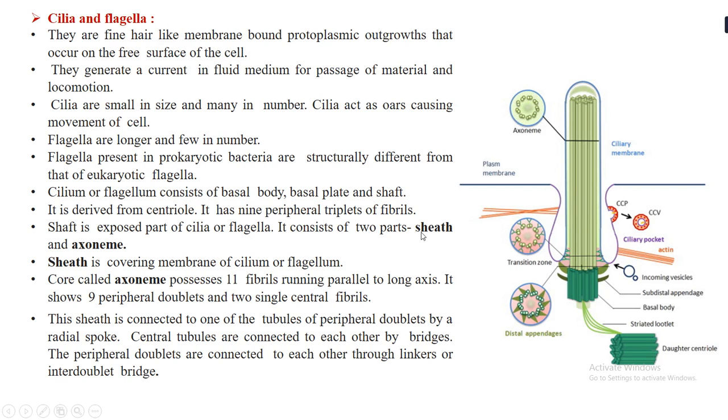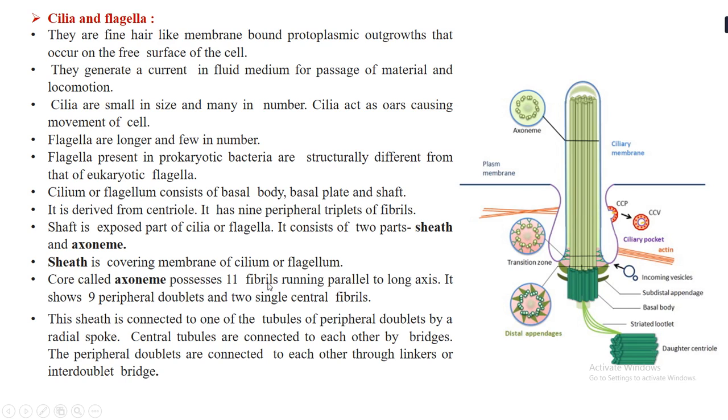It consists of two parts, the sheath and the axoneme. So this is the axoneme, and above this axoneme there is a sheath. The sheath is a covering membrane of the cilium or the flagellum. Now the core is called axoneme, which possesses 11 fibrils.